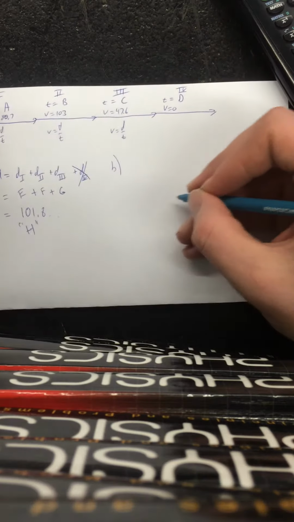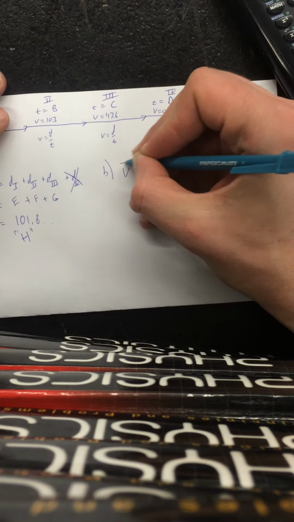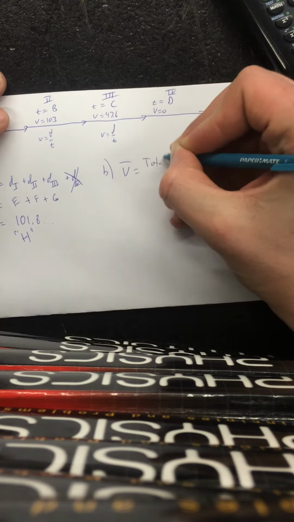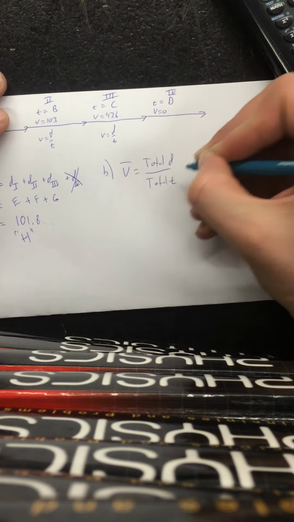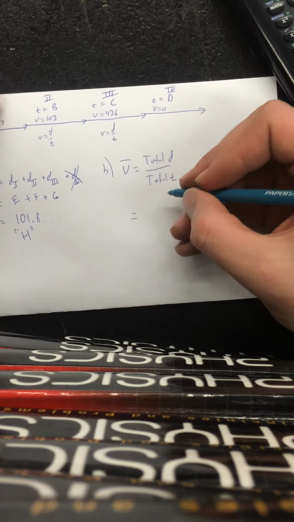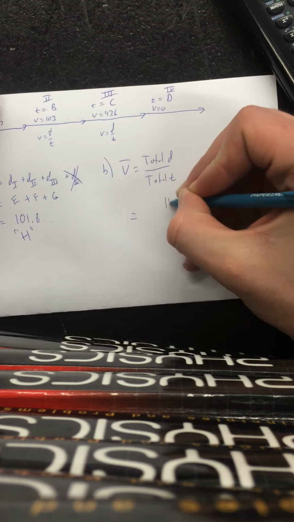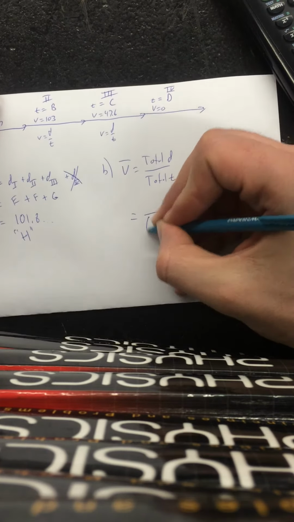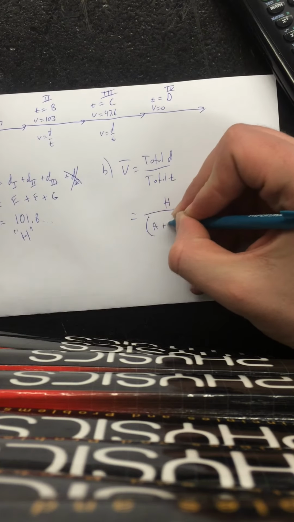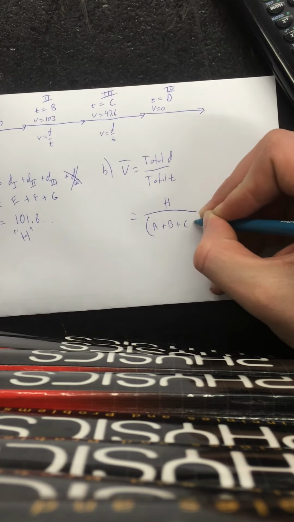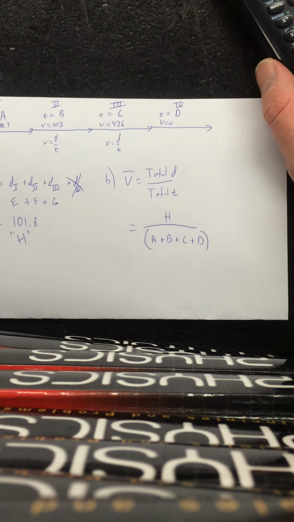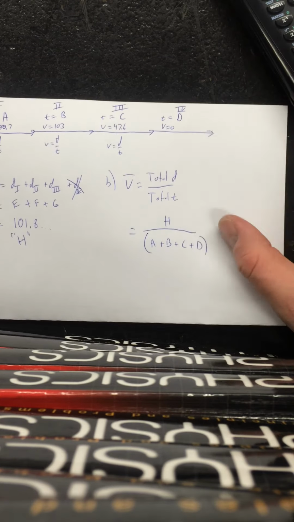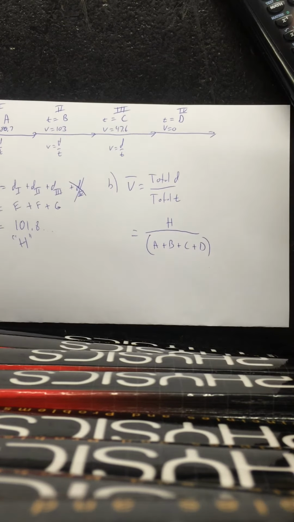For part B, it asks you to figure out the average velocity. Average velocity is equal to total distance over total time. This is where the alpha numeric keys become very helpful. I can just take alpha H and divide it by the sum of alpha A plus B plus C plus D. As I said again, you don't want to round any intermediate steps. That's why the alpha keys are so important.